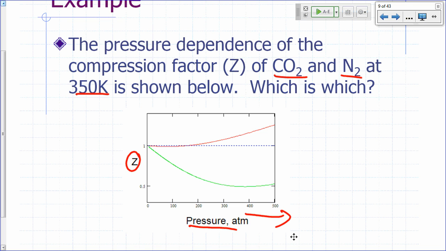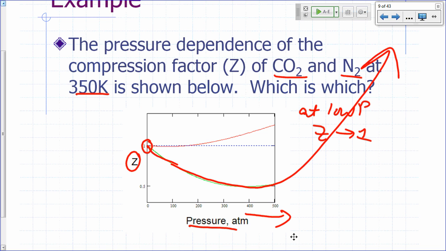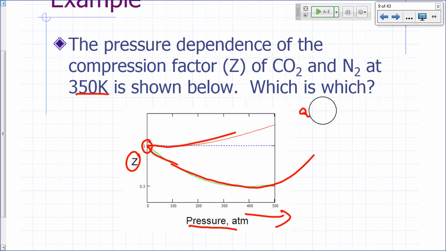Notice that as you go to very low pressure, what value does the Z value approach at low pressure? What's this value right here? Z approaches 1. And so as the pressure increases, it dips below 1. And this one dips a lot. Eventually, that's going to go back up. This one dips a little bit, and then it goes back up. So eventually, that Z exceeds 1 at very high pressure.